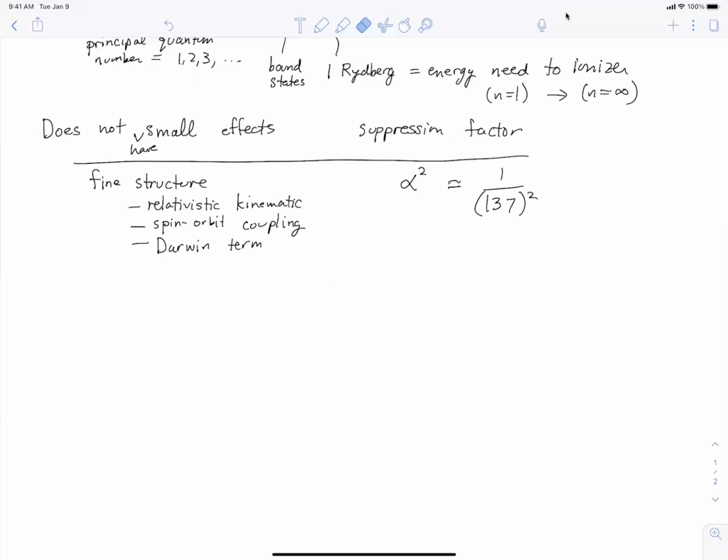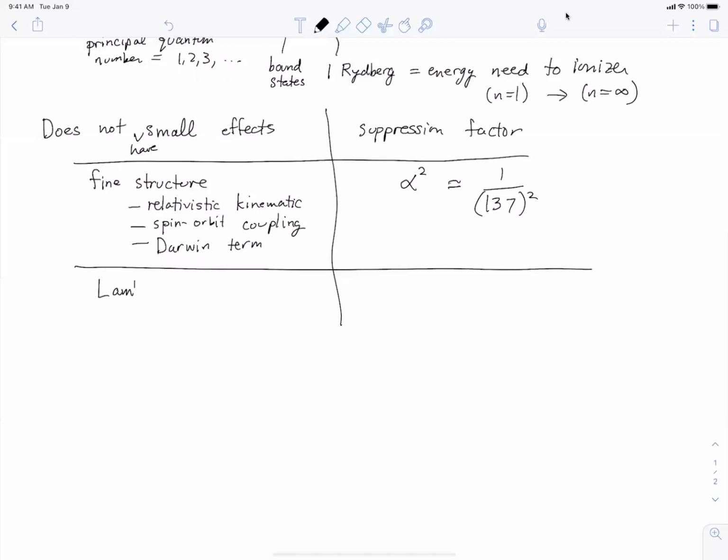There's also something called the Lamb shift, which is extremely difficult to calculate. We won't actually do that; we'll just quote the answer next semester. Those turn out to be suppressed by alpha cubed, but the number in front of them is not so small. Normally you would think if it's alpha cubed compared to alpha squared, then you could just neglect it. But it's alpha cubed times a fairly large number, so it's not negligible.